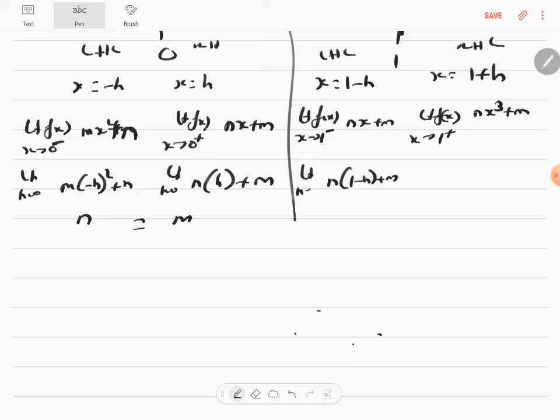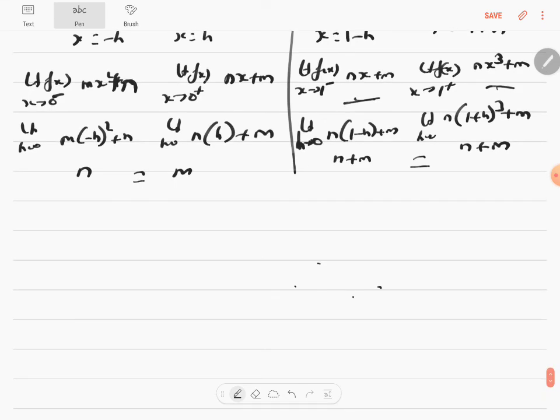Limit h tends to 0, here direct substitution is also possible because there is no denominator. But if teachers insist on h, you have to write it like this. h tends to 0, so h will become 0, giving n plus m. If you write here, limit h tends to 0 of n into 1 plus h the whole cube plus m, it will be n plus m. n is equal to m, and n plus m is equal to n plus m, which shows that n and m can be any real number. Any equal real numbers. And for all of these values, the limit definitely exists.